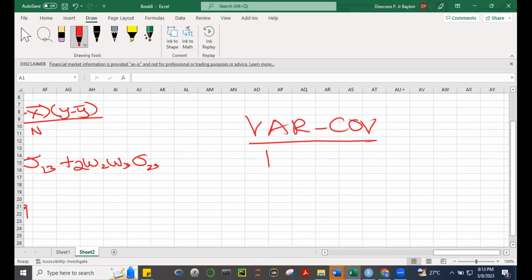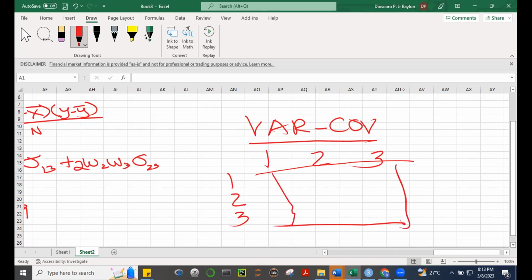So, we need your assets. Let's just take a look at a 3-asset portfolio. 1, 2, 3, and then 1, 2, 3. Okay, my digital pen is not that good. All right. So what's this one?